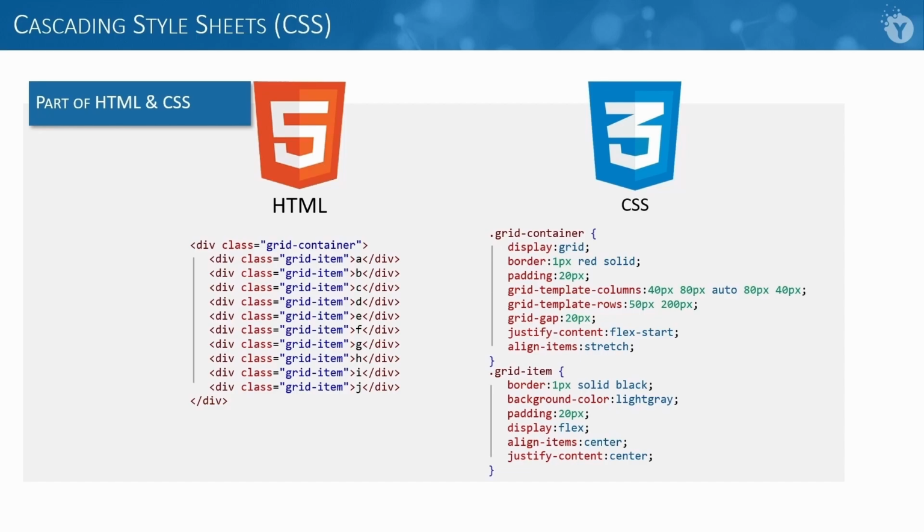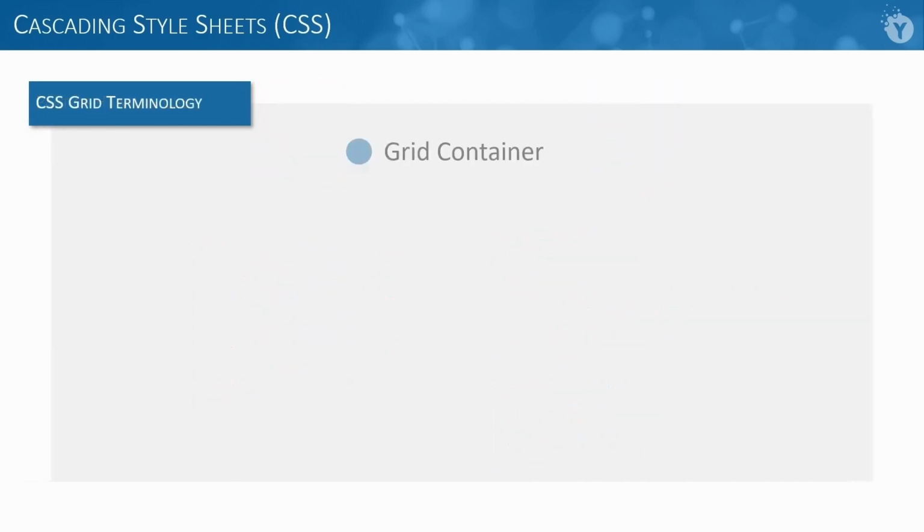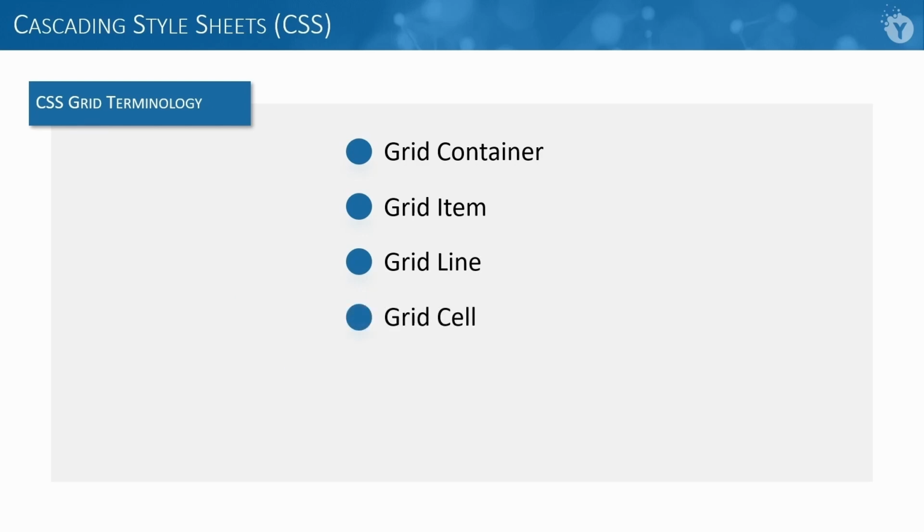First though, let's quickly go over some terms that you'll need to know because we'll be using these as we progress through the lecture. These are grid container, grid item, grid line, grid cell, grid track, and grid area.